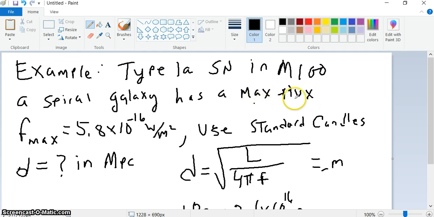Okay, that's really important, that we observe the maximum flux of, this is the amount of power per square meter that we receive in our telescopes, and let's say it's 5.8 times 10 to the minus 16th watts per square meter. All right, so again, we're going to use the method of standard candles to figure out the distance, and we want the distance in megaparsecs.